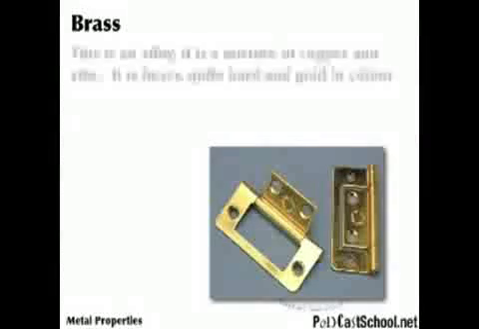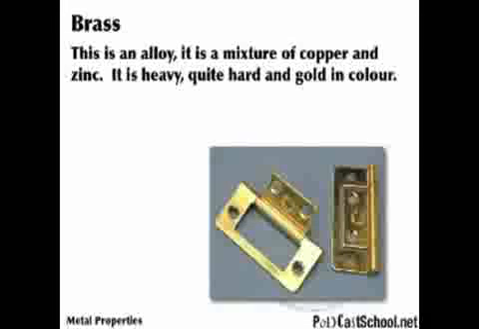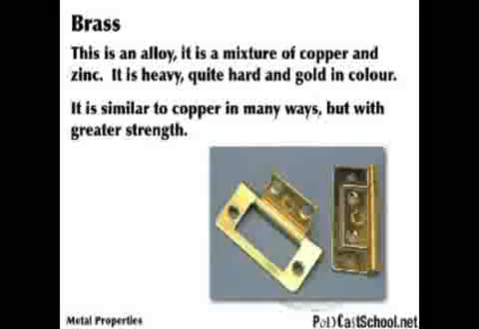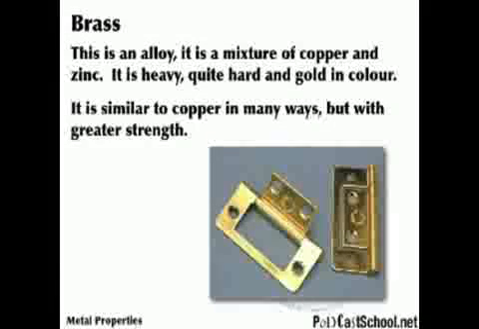Brass. This is an alloy. It is a mixture of copper and zinc. Okay, so at the start we talked about alloys and how we can make materials with great properties, with the benefit of maybe two different other pure elements. So this is a good example. Brass, a mixture of copper and zinc. It is heavy, quite hard, and gold in colour. It's similar to copper in many ways, but with greater strength. Okay, and we've seen that used all over the place, and here's an example where they're used in hinges.